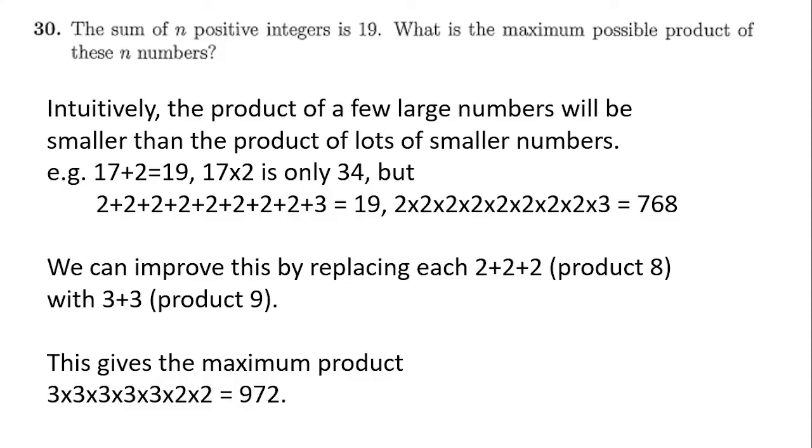So intuitively, the product of a few large numbers will be much smaller than the product of lots of smaller numbers. For example, 17 is a large number, but 17 plus 2 gives you 19, and 17 times 2 is only 34. But if we do lots of smaller numbers, so 2 plus 2 plus 2, etc., plus 3, then we're going to get a much larger product, 768.